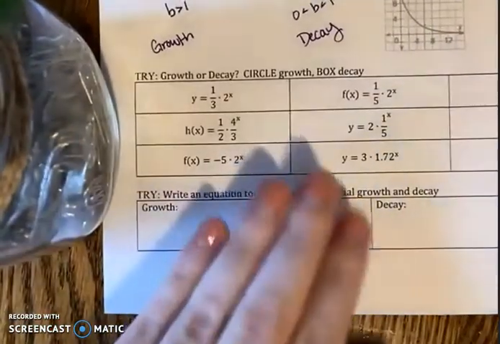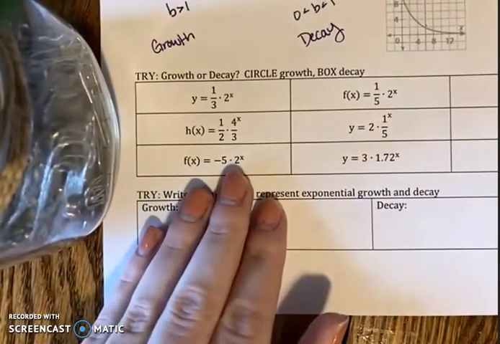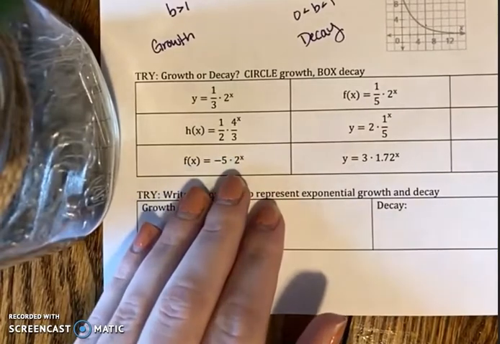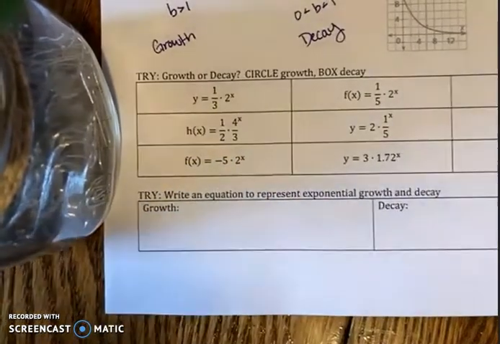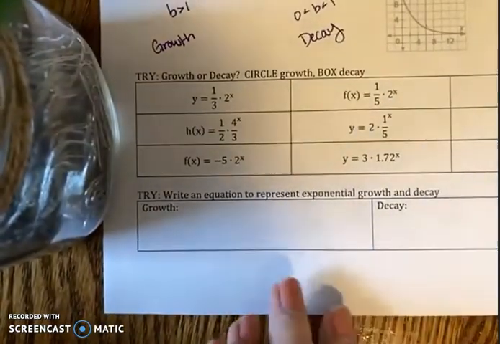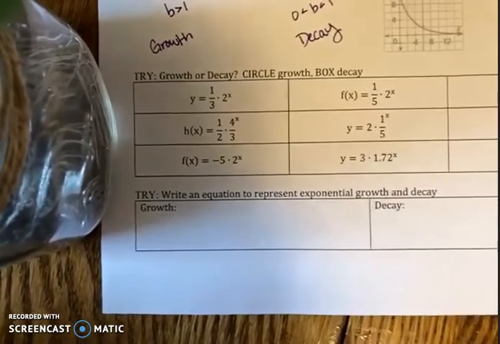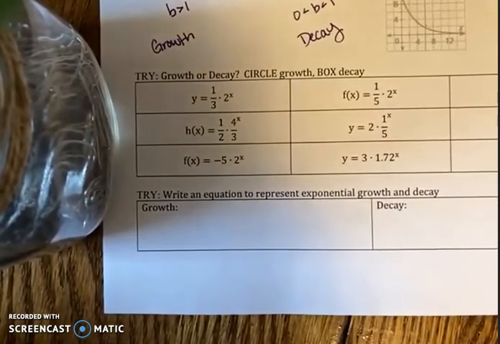I would like you to try this problem where you circle the growth functions and box the decay functions. I also would like you to try this one where you write your own equation. Hit play when you're ready.